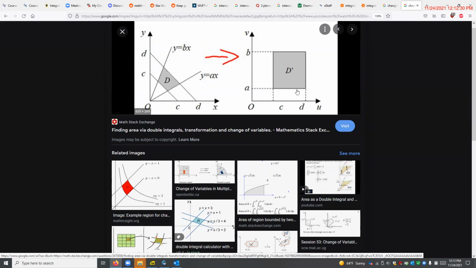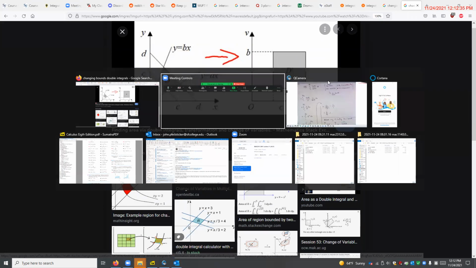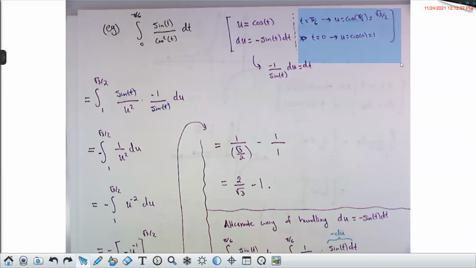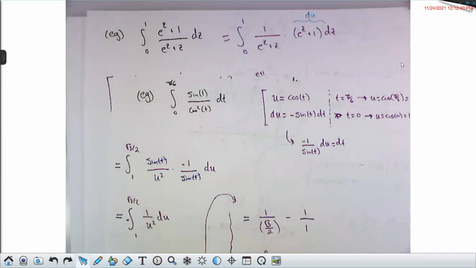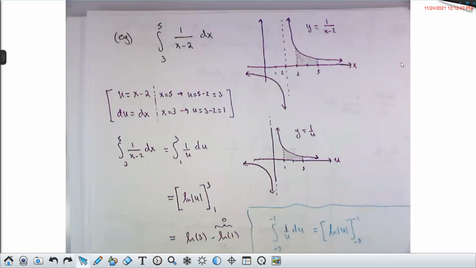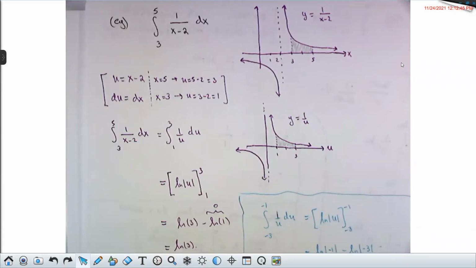Being able to understand what's going on in Calc 3 here will be made so much easier if you get into the habit of changing your bounds here. And I think the best example we have of something like that so far is this, where you've got this region from 3 to 5, and that interval, that's the region we're integrating over. When you make this substitution, it becomes this region, the interval from 1 to 3. So the substitution changes the domain of integration. And that is an important concept.